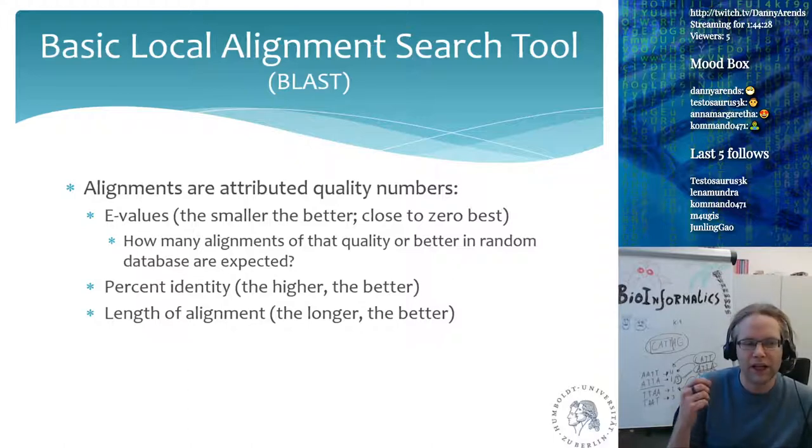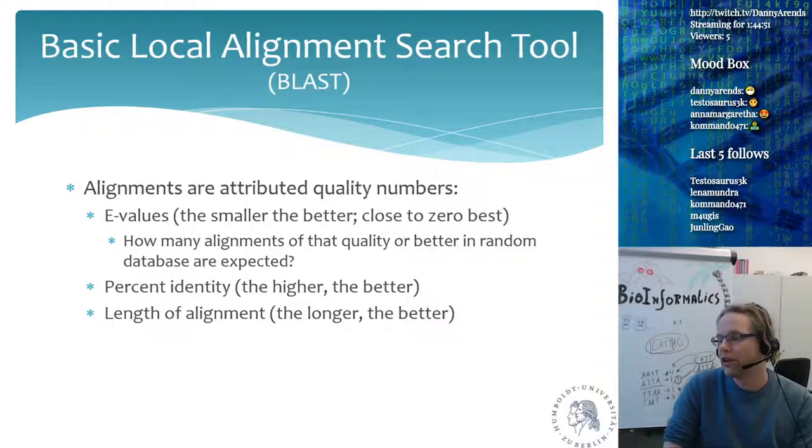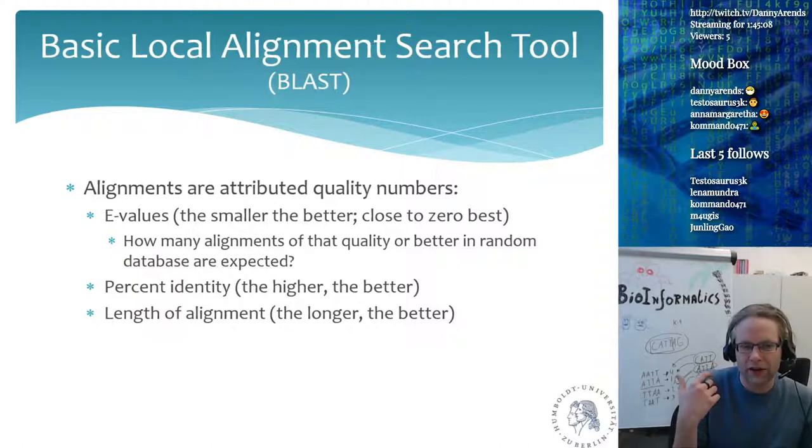So the e-value is a representation of how many alignments of that quality or better are expected to be in a random database. So it's kind of a p-value with a permutation approach, but in BLAST they call it an e-value. And so if you have an e-value of 1 times 10 to the minus 6, that means that there's a chance of 1 in a million that you would find an alignment with a similar or better quality in a random database. And of course, depending on how many sequences are in the database, this could mean that this is very significant or very not significant. Besides the e-value, you always want to look at the percentage of identity.